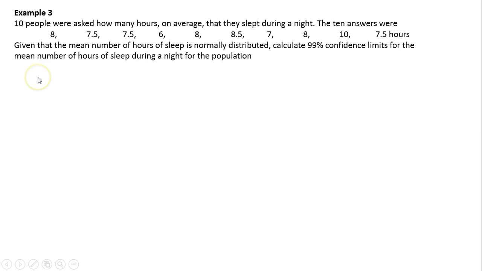One last example. 10 people were asked how many hours on average they slept during a night. The 10 answers were those. Given that the mean number of hours of sleep is normally distributed, calculate a 99% confidence limit for the mean number of hours of sleep during a night for the population. So we need to work out the sum of x and the sum of each x squared, giving us those values. n is 10, which is small.